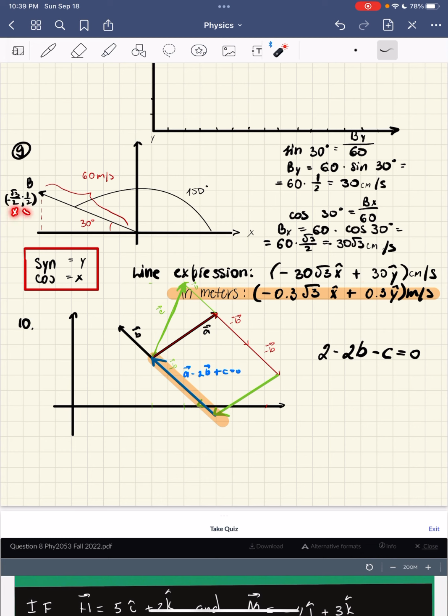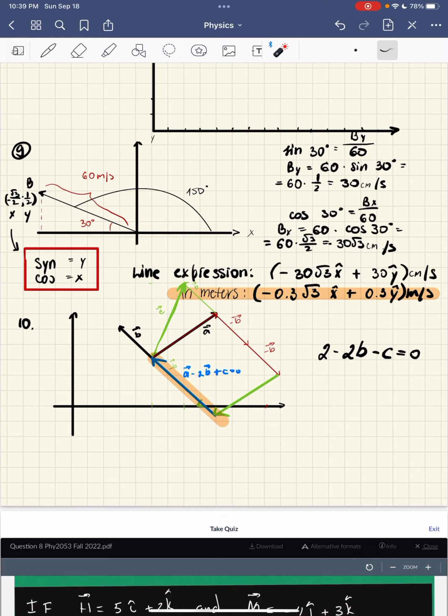So this is x, this is y, and I also wrote here that sine corresponds to y and cosine corresponds to x. Since we know that in this quarter of the diagram x is negative and y is positive, that's why y is positive 1/2 and x is negative square root of 3 over 2.